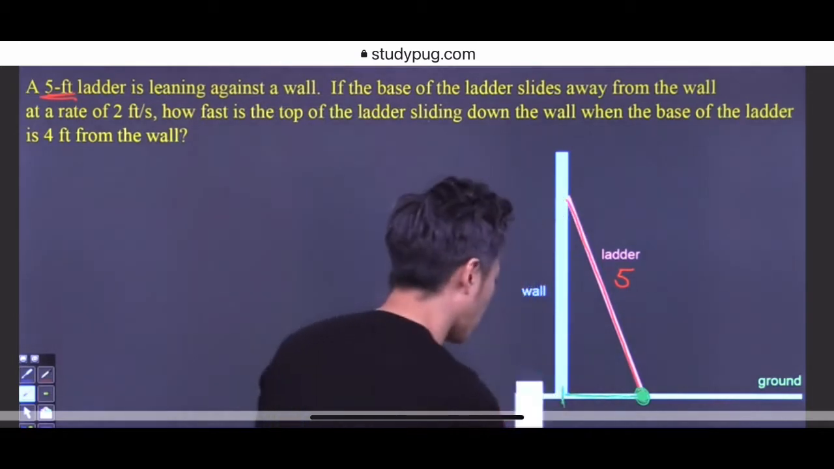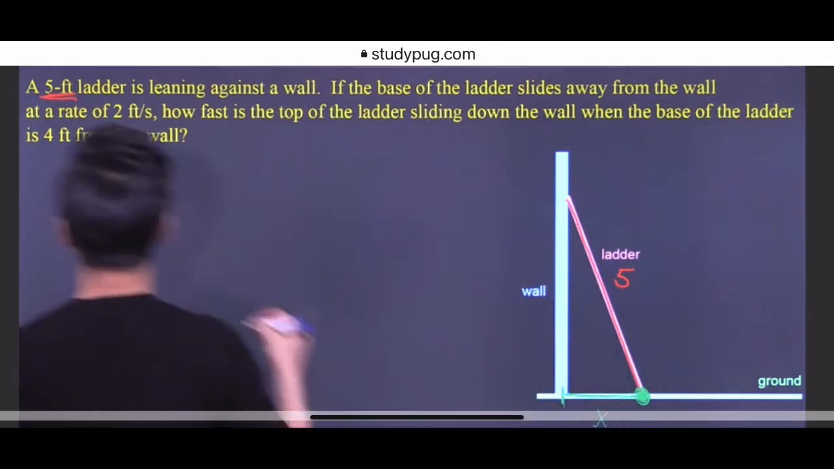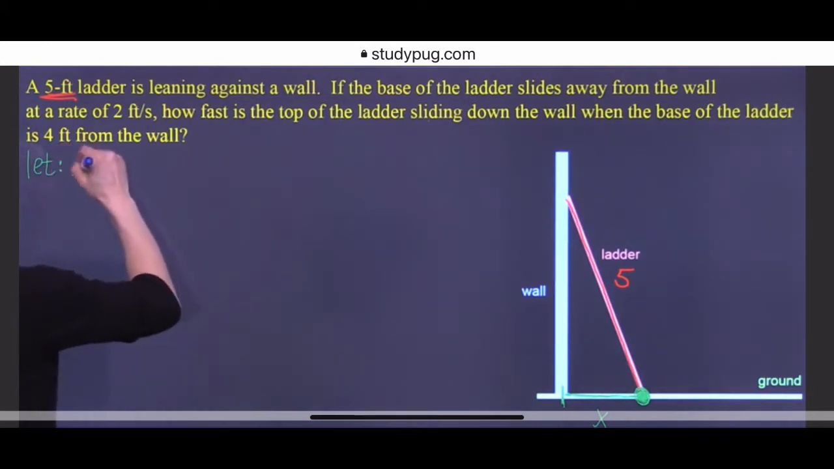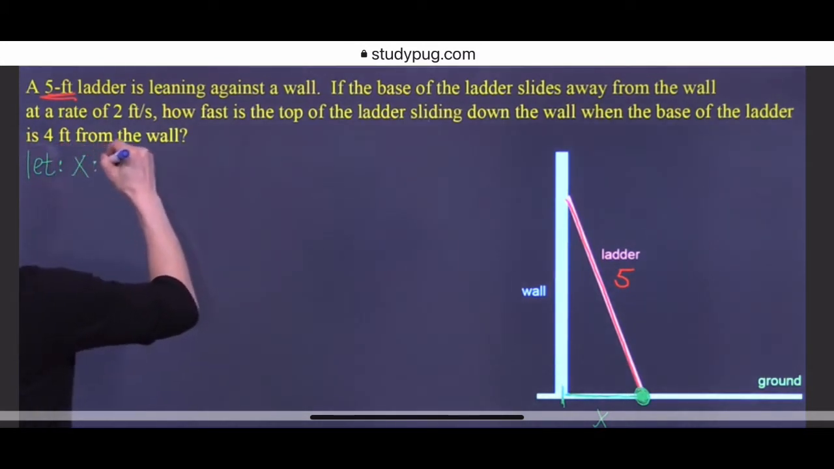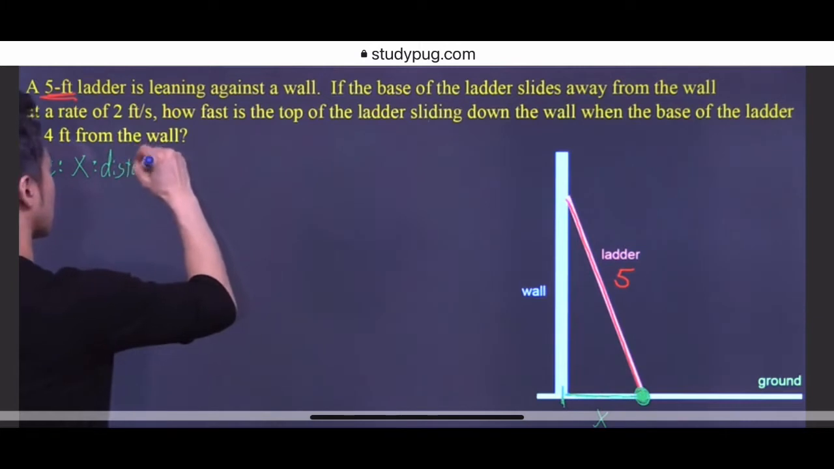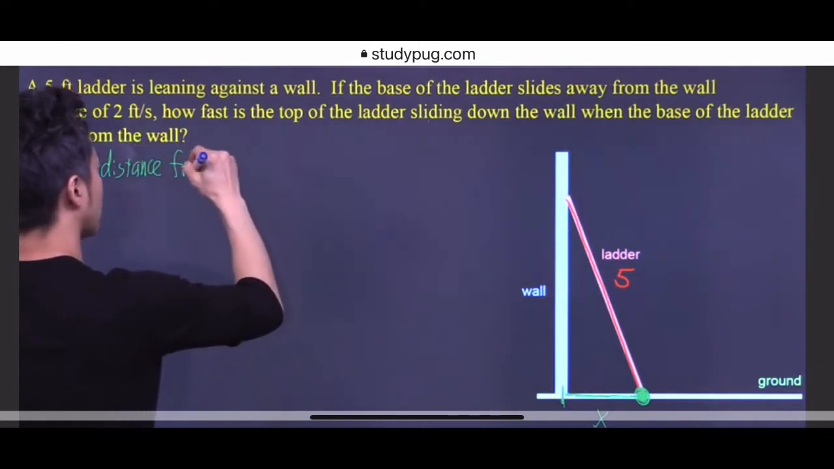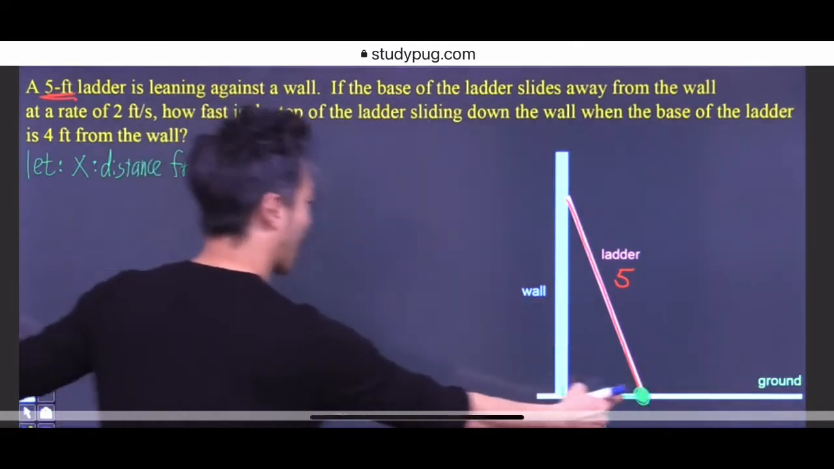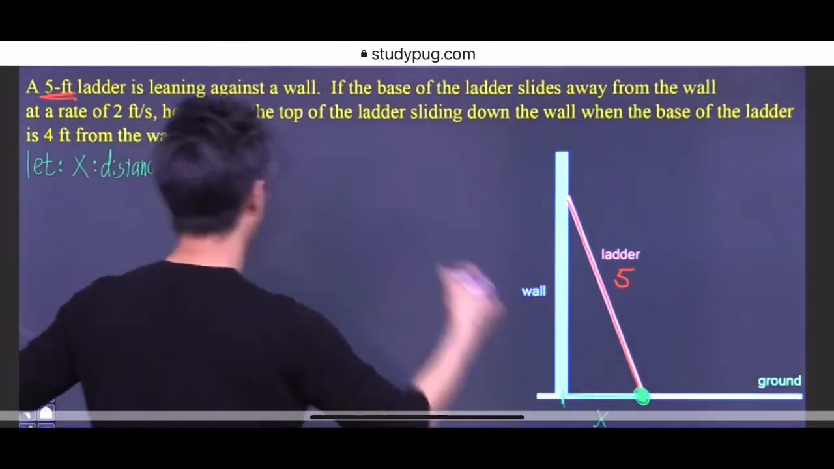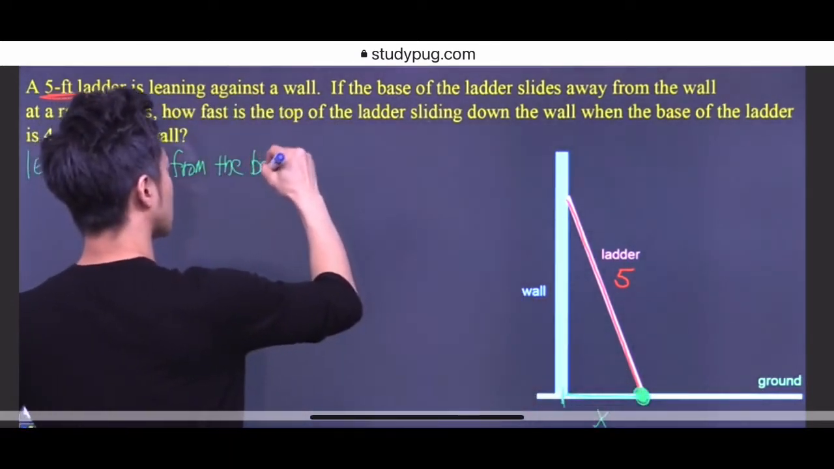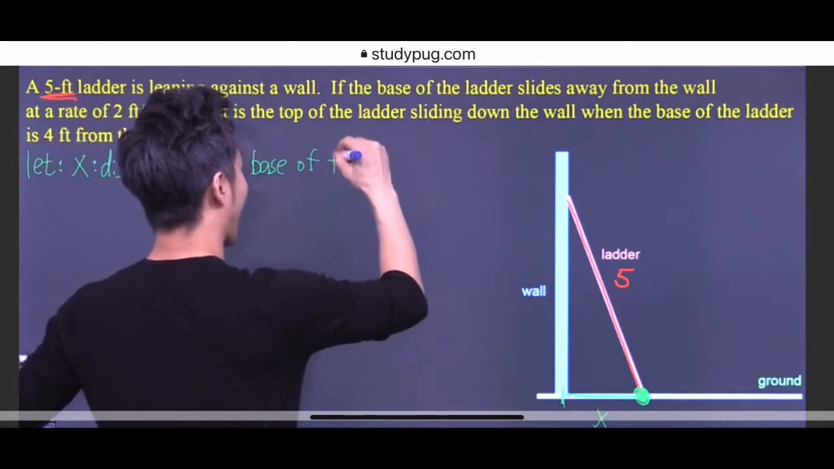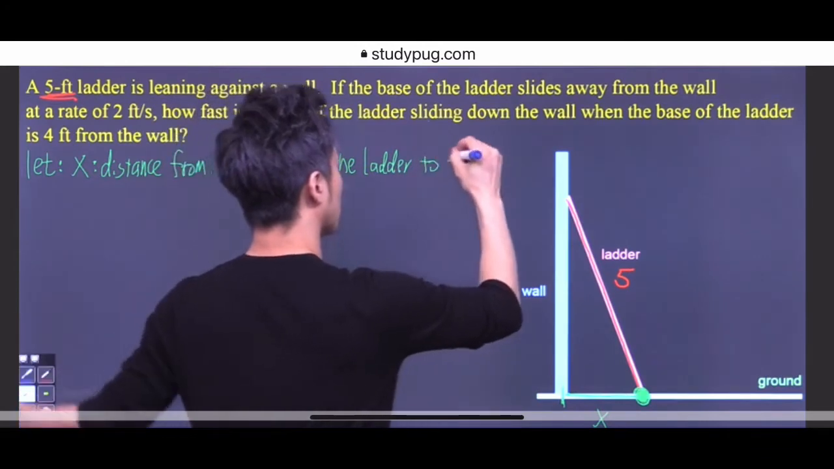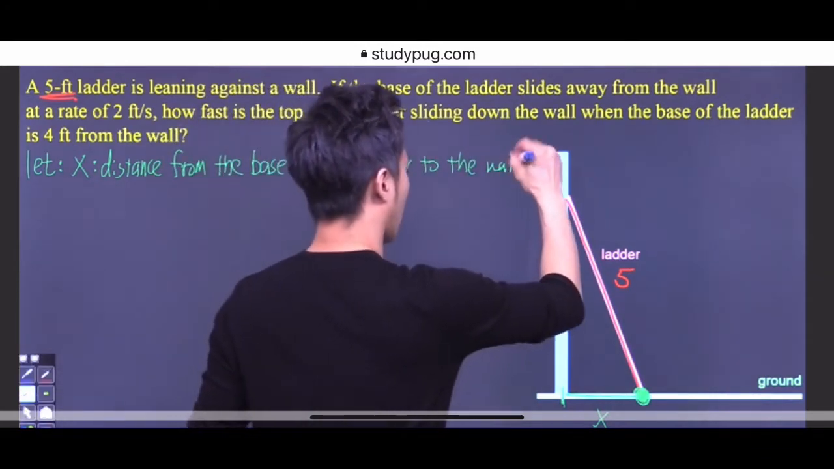I'm gonna call that variable x. So I'm gonna let x be the distance from the base of the ladder to the wall, right?